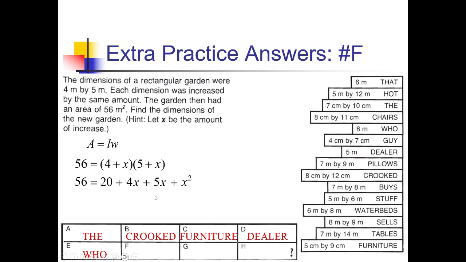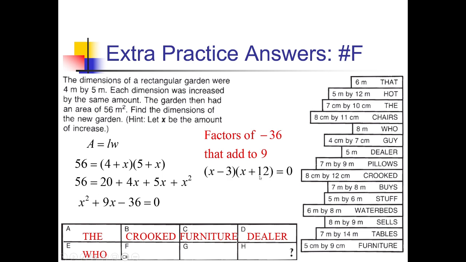Moving everything over and rearranging it to get it in standard form, I'm going to write the x squared first. And then 4x plus 5x gives me a 9x. And then finally 20 minus 56, that'll be a negative 36 for my last piece of this standard form. Now I'm going to look for factors of negative 36 that add up to positive 9. So we got 1 and 36, 2 and 18, 3 and 12. There's potential there. Negative 3, positive 12 would do it. So I'll write this as x minus 3 and x plus 12.